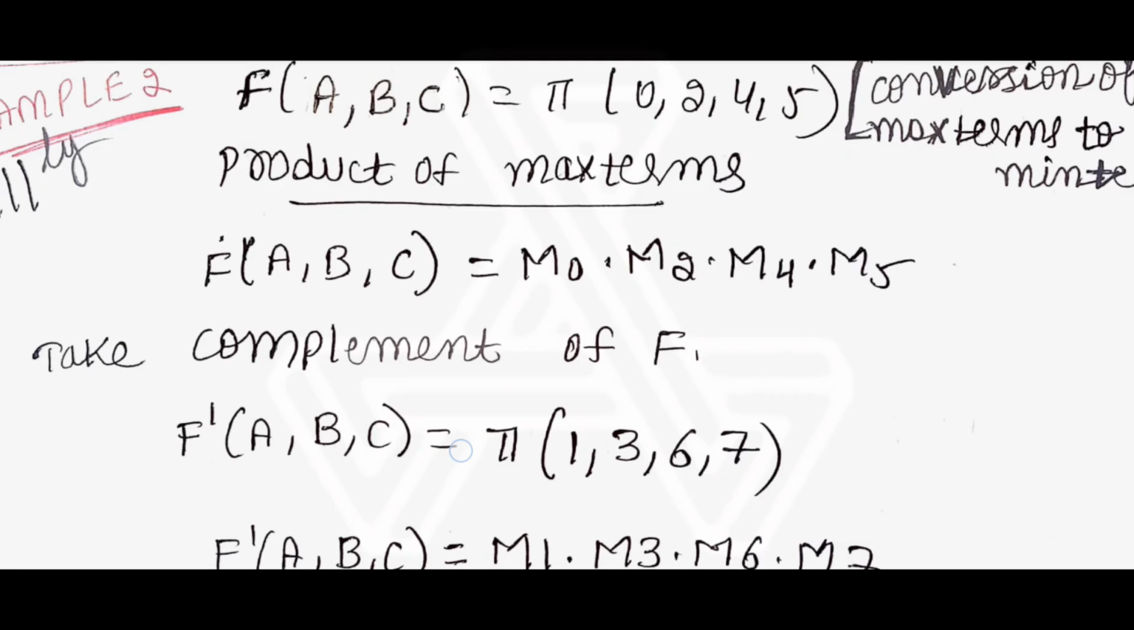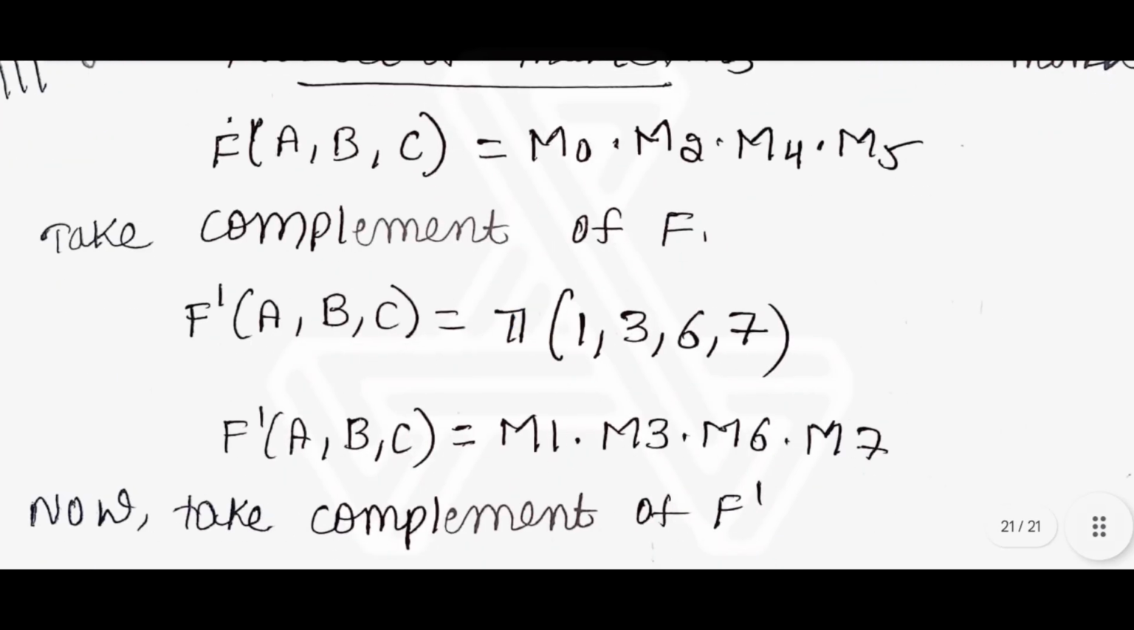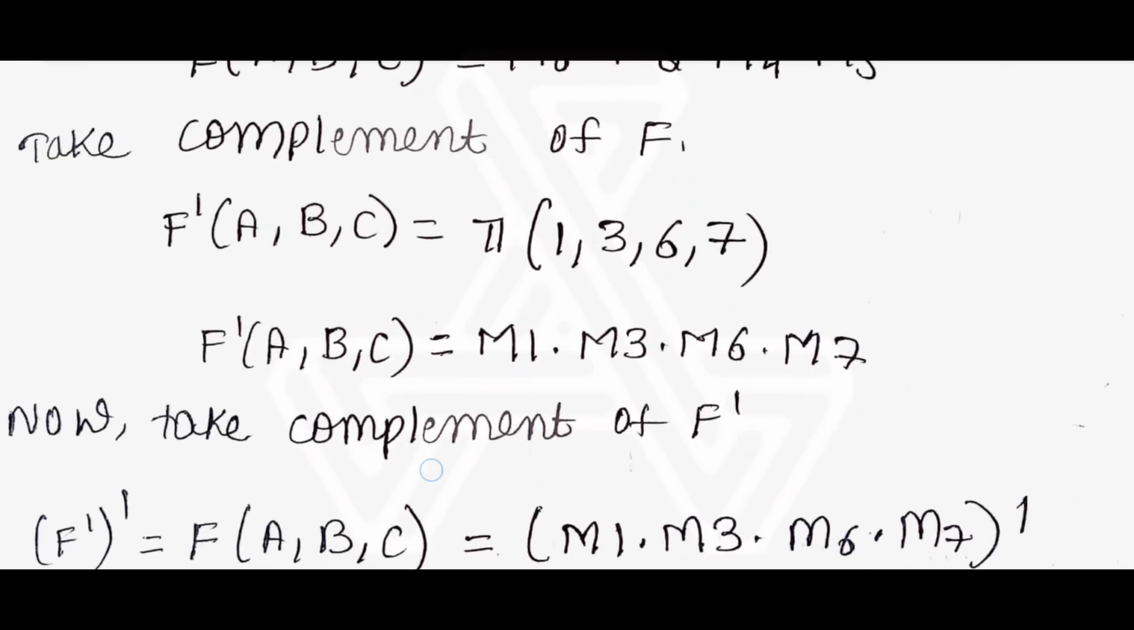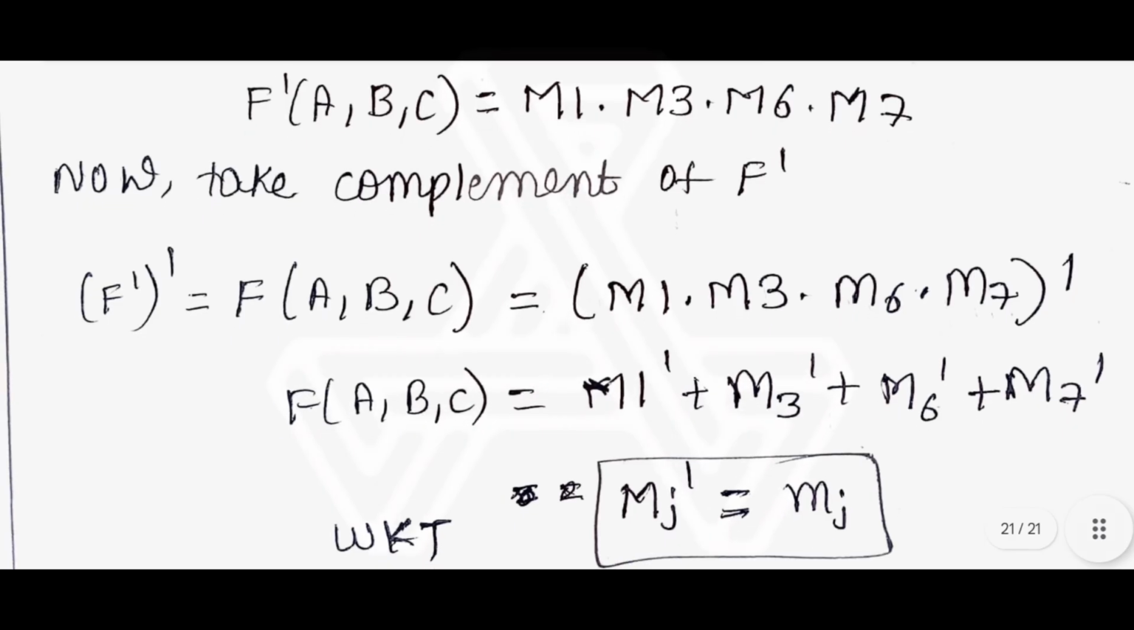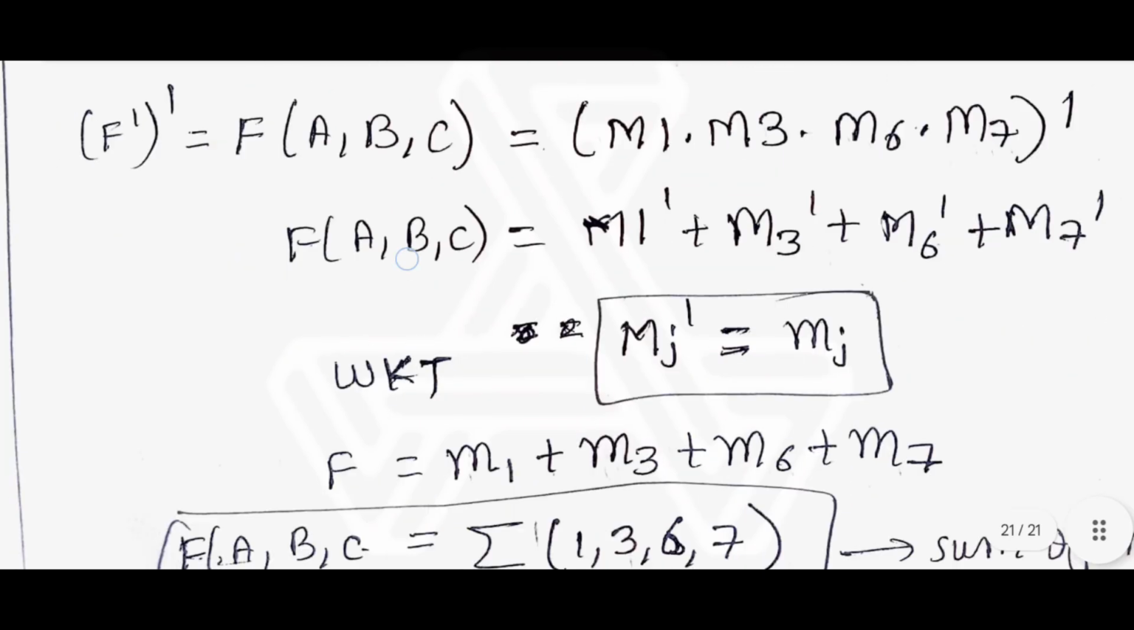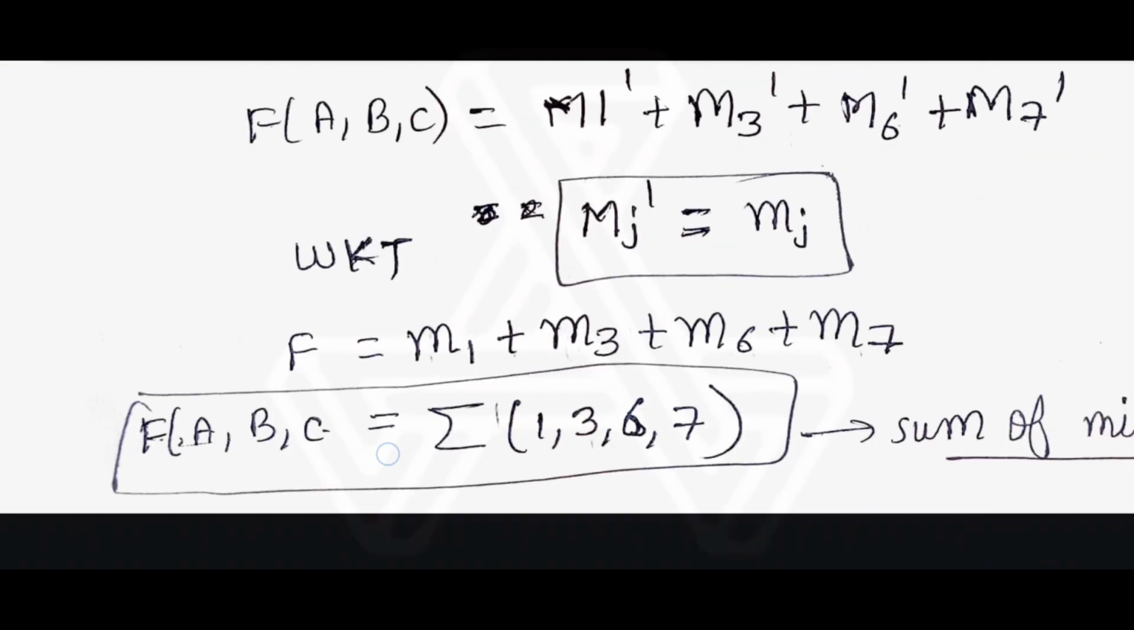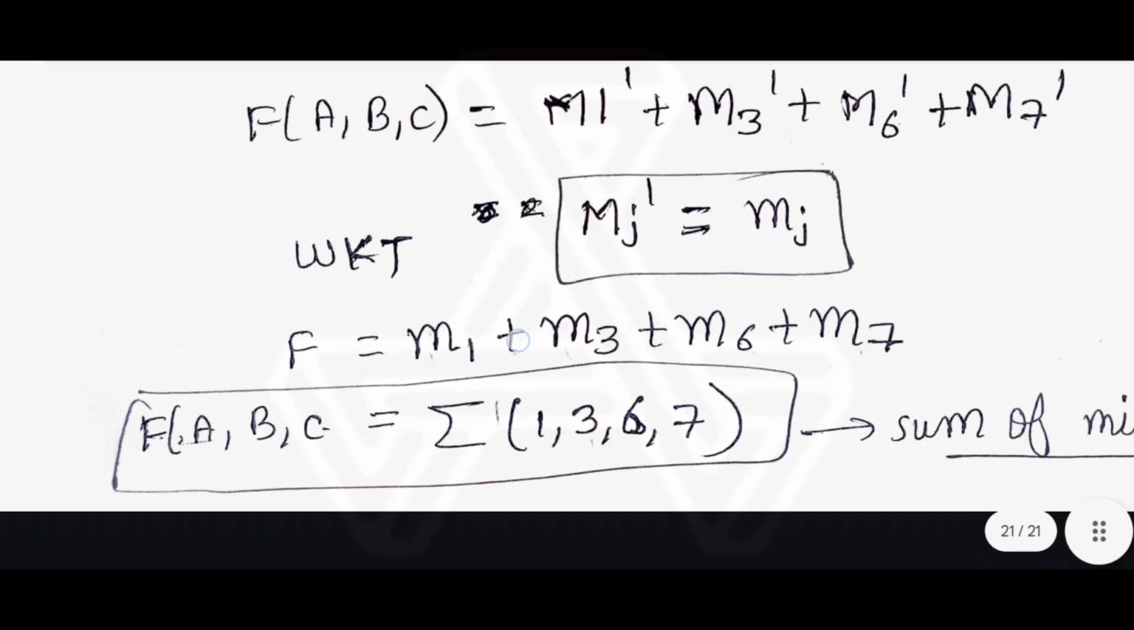So f dash of abc is pi of 1, 3, 6, 7. Then again f dash of abc is m1 dot m3 dot m6 dot m7. Take the complement of f dash. We have f of abc, that is m1 dot m3 dot m6 dot m7 whole complement. So m1 dash plus m3 dash plus m6 dash plus m7 dash. mj dash is equal to mj. So that is m1 plus m3 plus m6 plus m7, sum of min terms.